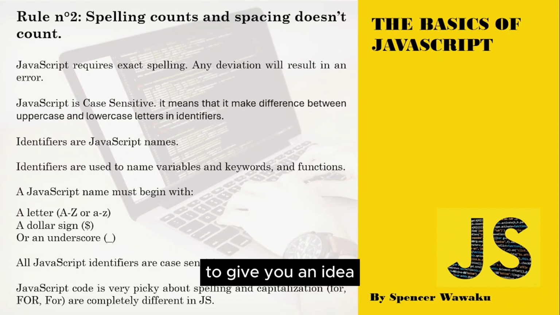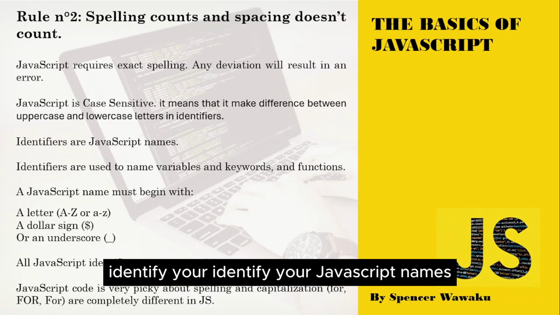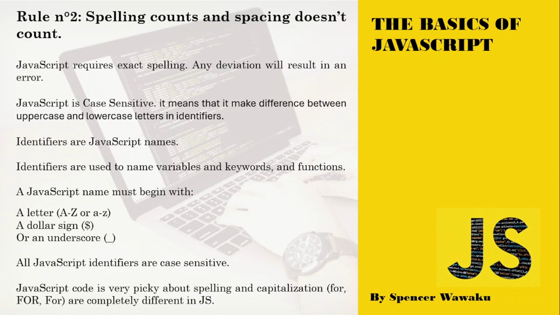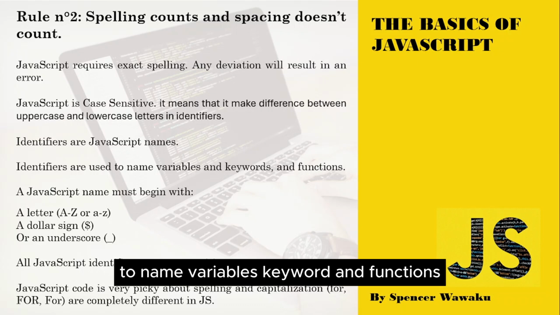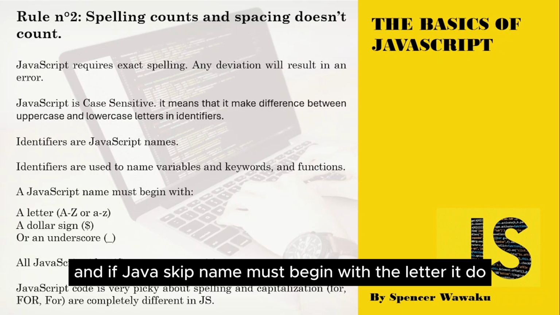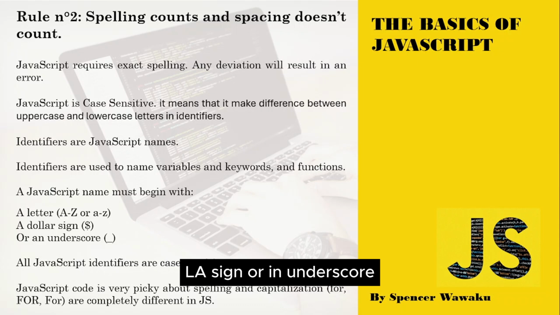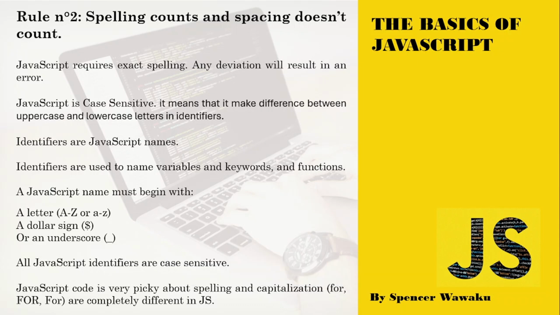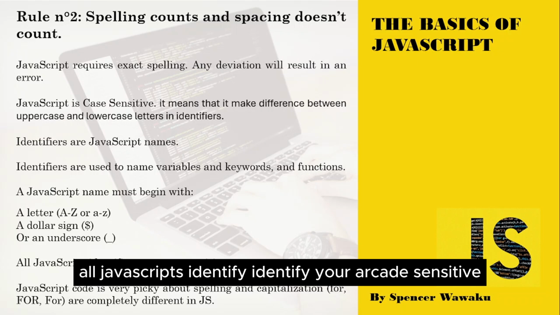To give you an idea, identifiers are JavaScript names. They are used to name variables, keywords, and functions. A JavaScript name must begin with a letter, a $ sign, or an underscore. All JavaScript identifiers are case sensitive.